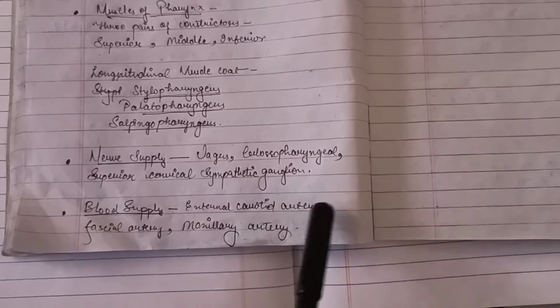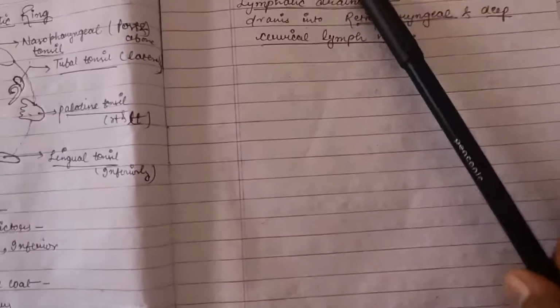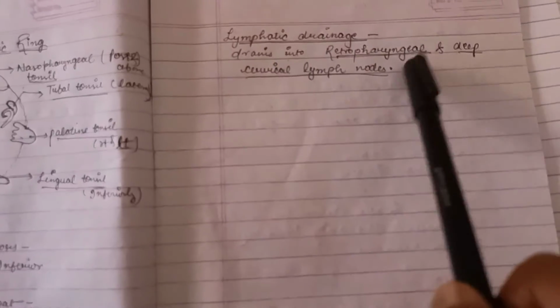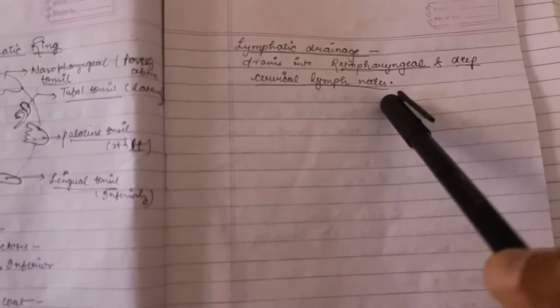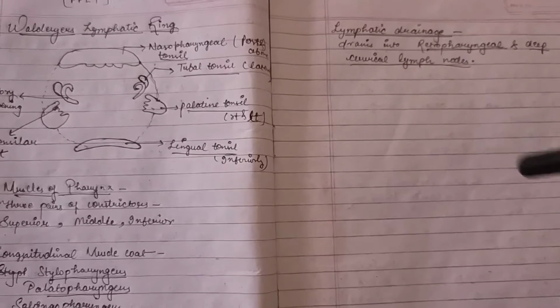Now, if we talk about the nerve supply, it is from the vagus and glossopharyngeal nerves, which are parasympathetic, and the superior cervical sympathetic ganglion. And if we talk about the blood supply, it is from the external carotid artery, the facial artery, and the maxillary artery, and the lymphatic drainage is into the retropharyngeal and deep cervical nodes. So, this is all about the pharynx.